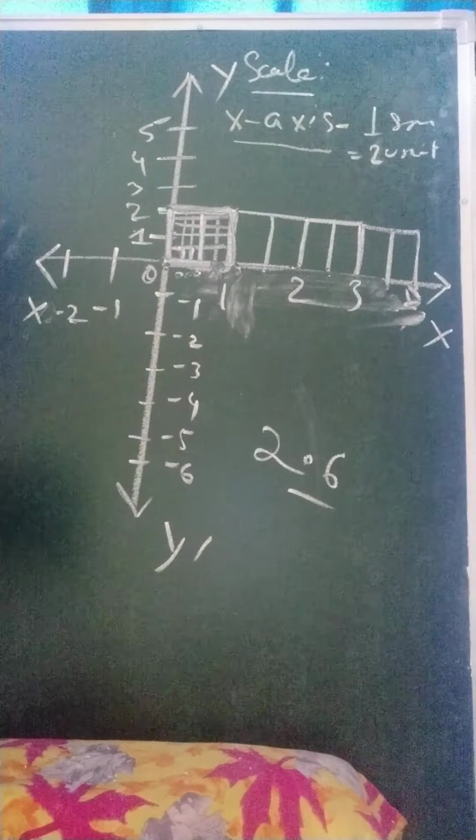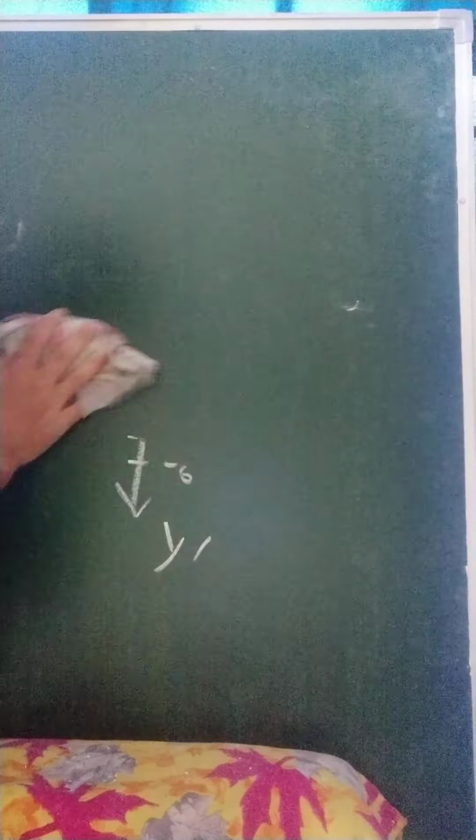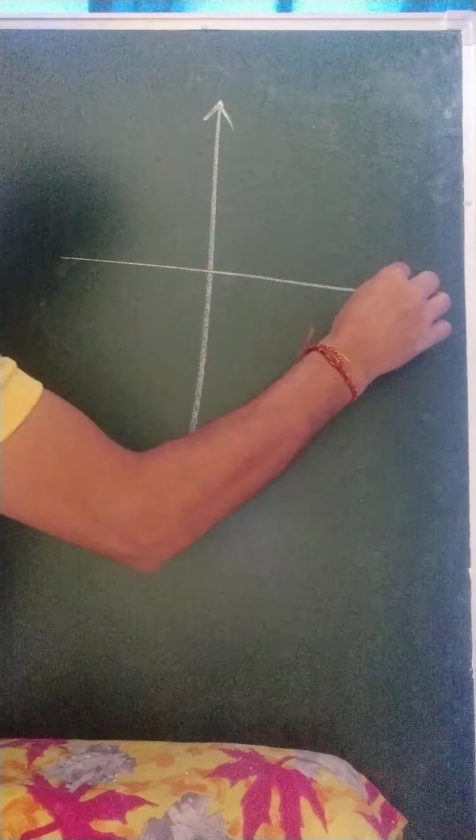So I hope you have understood the graph. Now we are going to plot the table for the graph, equations 1 and 2. Let us understand how to plot the table. So students, again I am drawing the graph. Here it is the coordinate axes, x-axis and y-axis. Let us plot the values.